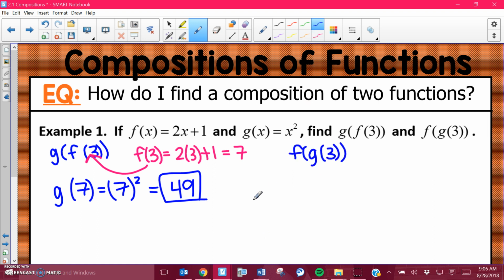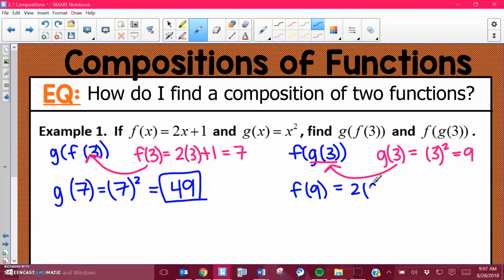Okay, now if you go backwards and instead you're finding f of g of 3, the process is the same, but you have to be careful which function you're doing. So the first one I'm going to do here is, instead of doing f first, I'm doing the g function first. So I'm going to find g of 3 first because it's the innermost set of parentheses that I can see here. So I'm going to do 3 squared, which is 9. And then again, I'm going to plug that number in for that entire g of 3 function. So I would be finding f of 9, which is just 2 times 9 plus 1, or 19.